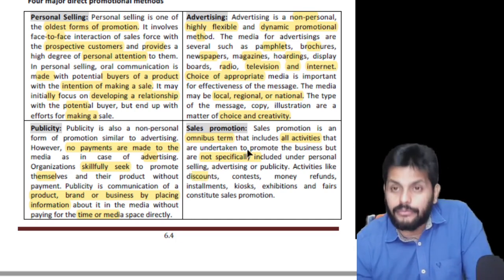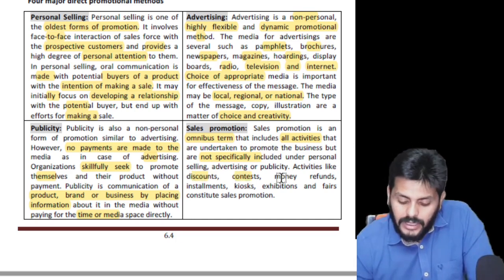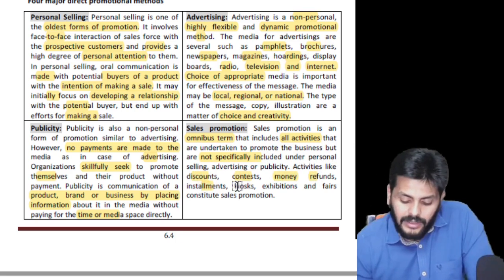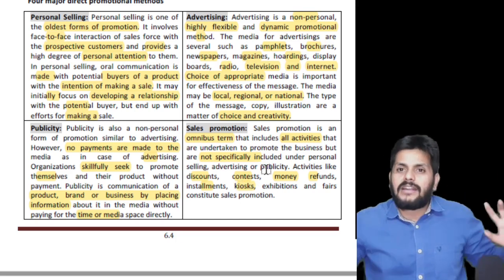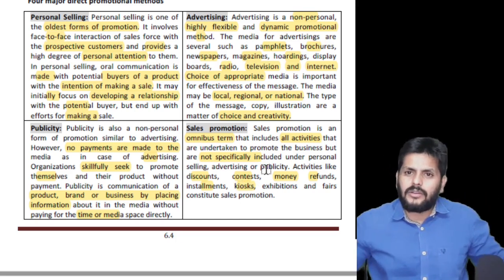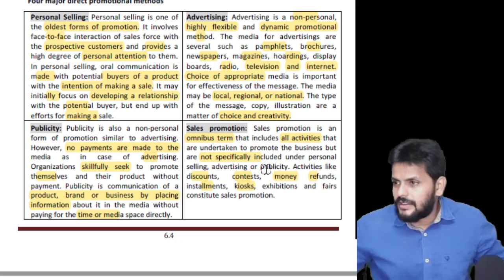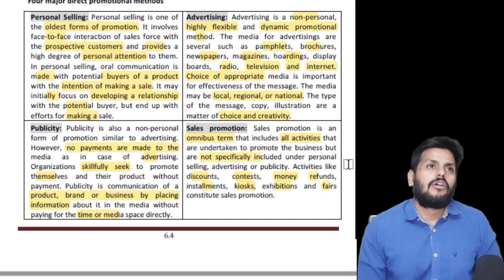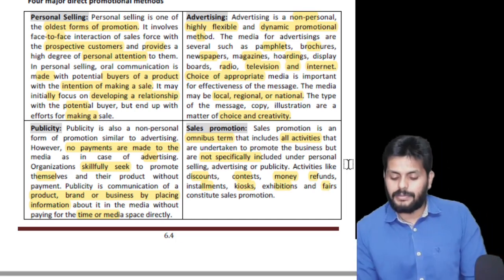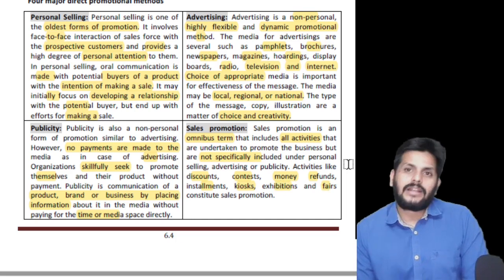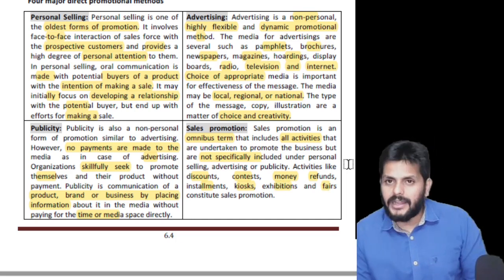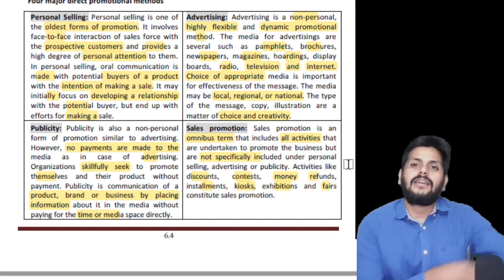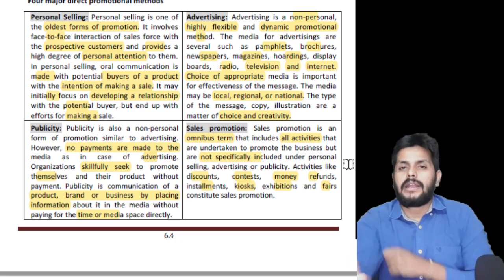Activities like giving discounts, conducting some contest, money refunds, giving installments. You can pay it in 3 installments, 5 installments. Setting up of kiosks. Kiosks are those small tents, portable tents that nowadays people create, establish. By evening it won't be there. You see that on the roadside. Those are called kiosks. Exhibitions and trade fairs. All these constitute sales promotion. So these are the four very important P's of marketing: product, price, place, and promotion. This is what actually creates this entire story about marketing.